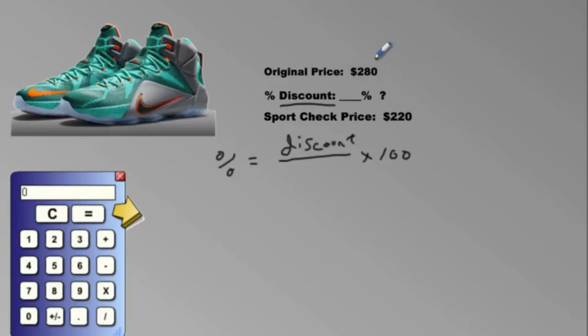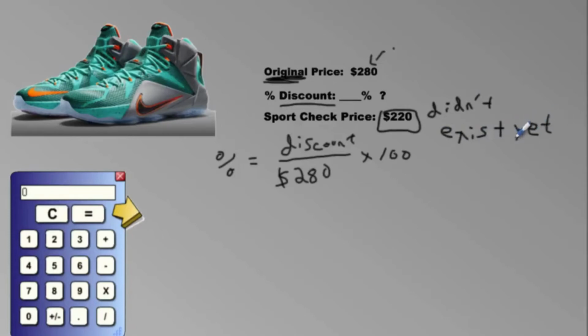If you're in doubt, you always go back to the original. The original price, what it started at, is what your total is. Always. You know why? Because this price over here didn't even exist yet until Sport Chek created it. So why would we use something that didn't even exist yet? We are using the original. You divide, you multiply, you get your answer.